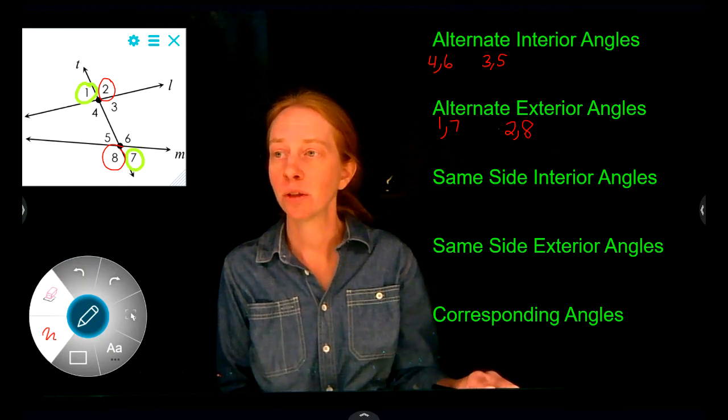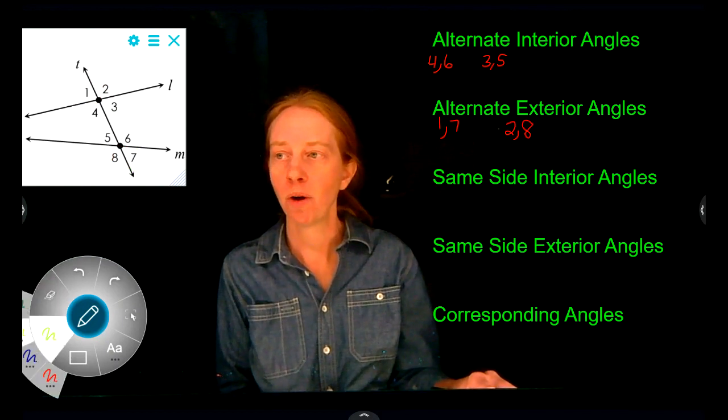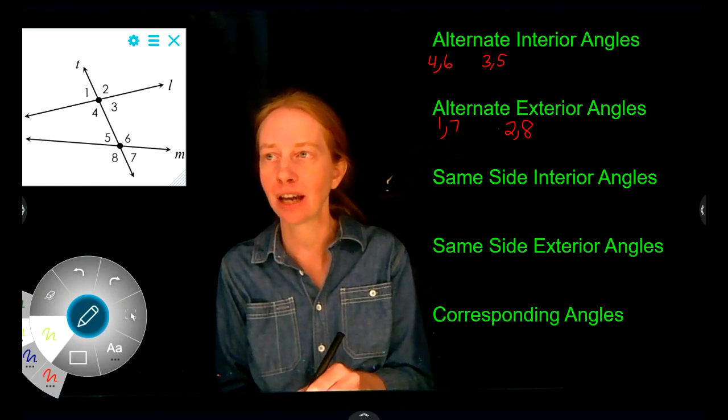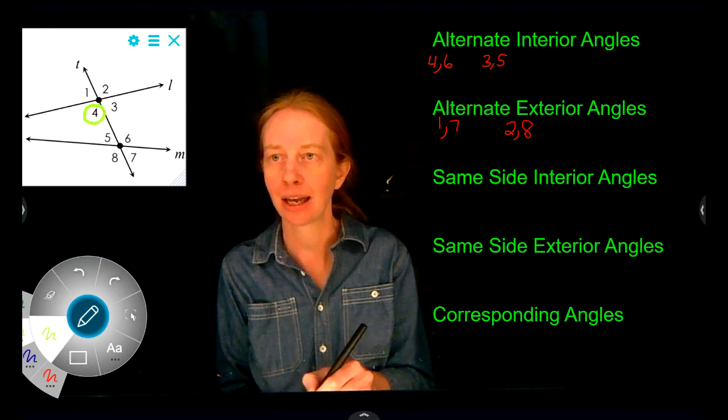All right. The next one we're going to do is same side interior. Okay. So think about what we've been doing. Think about what do you think would be the same side interior buddy to angle 4?